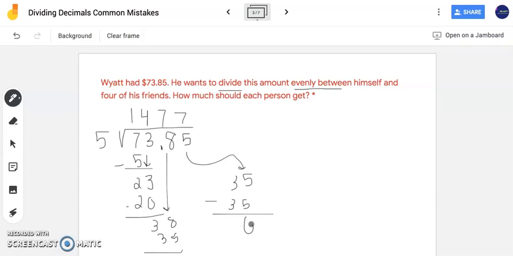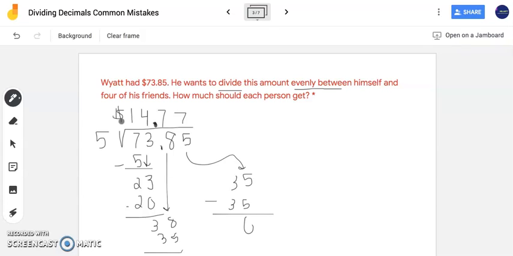Now I need to look at my dividend. Is there a decimal there? If there is, I'm going to bring it right up to my quotient, giving me 14.70 as your answer. Many of you wrote 1,477, but you forgot your decimal point. You did your division correctly, which is awesome. That's the hard part, but now you need to include your decimal point in your final answer.